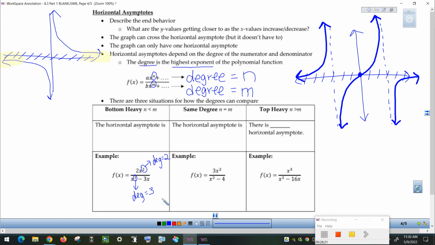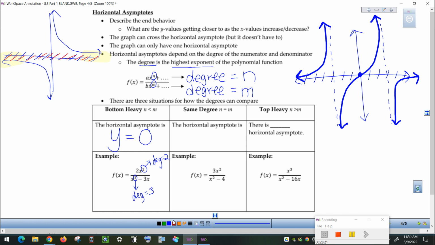We have a nickname for this situation. We call this one bottom heavy because it has a bigger exponent, a bigger degree on the bottom. If it's bottom heavy, no matter what the actual equation is, if it's in that category, your horizontal asymptote is always going to be y equals 0. That is this line right here, right on top of the x-axis. It's the same horizontal asymptote that our first graph had today.